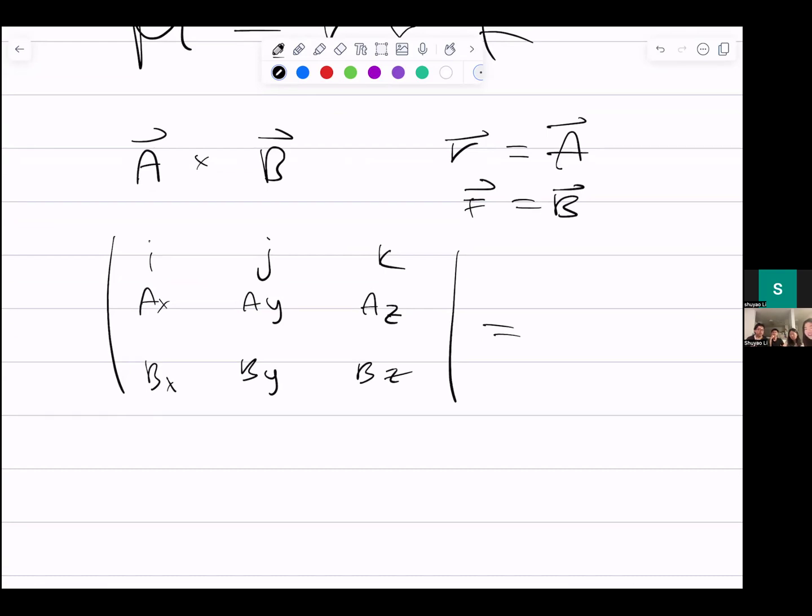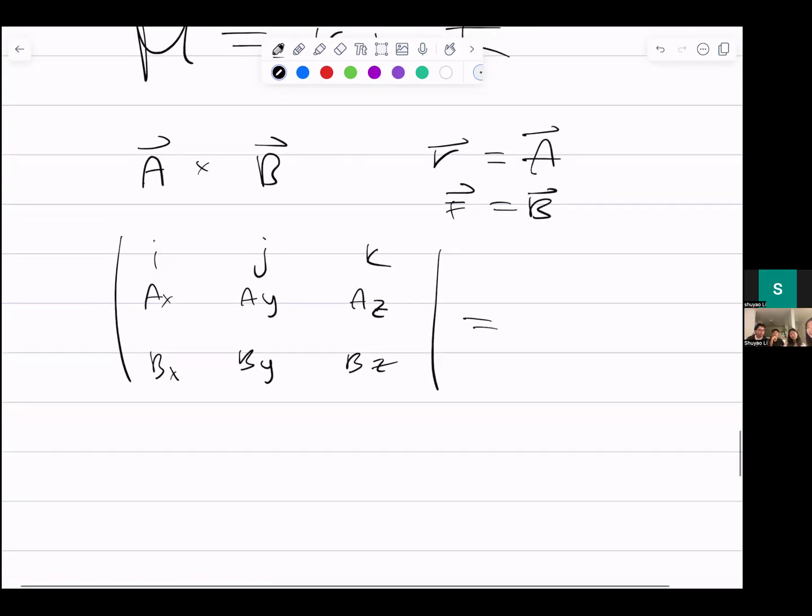I have another question. Would I be able to switch the way I do the cross product? Would I be able to do the cross product of F with the position vector, or does it have to be position vector first? Like F times R? It should be the position vector first. Right, I think if you do the opposite way, you're going to get a negative value of it.